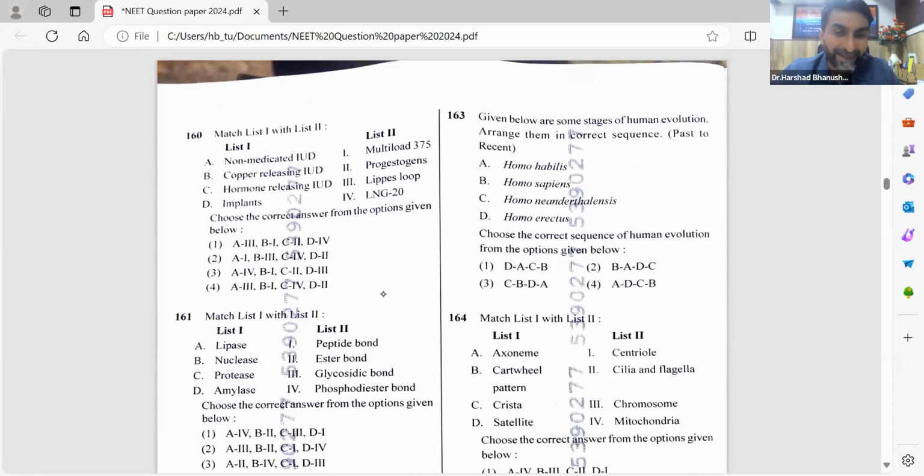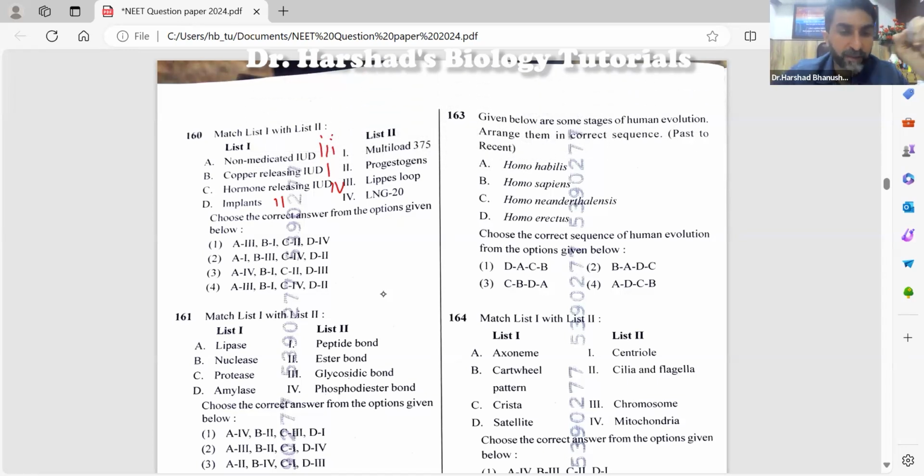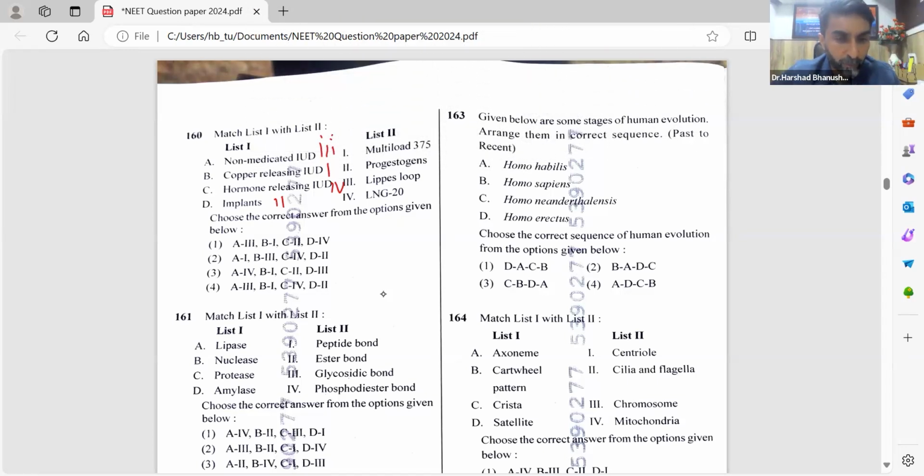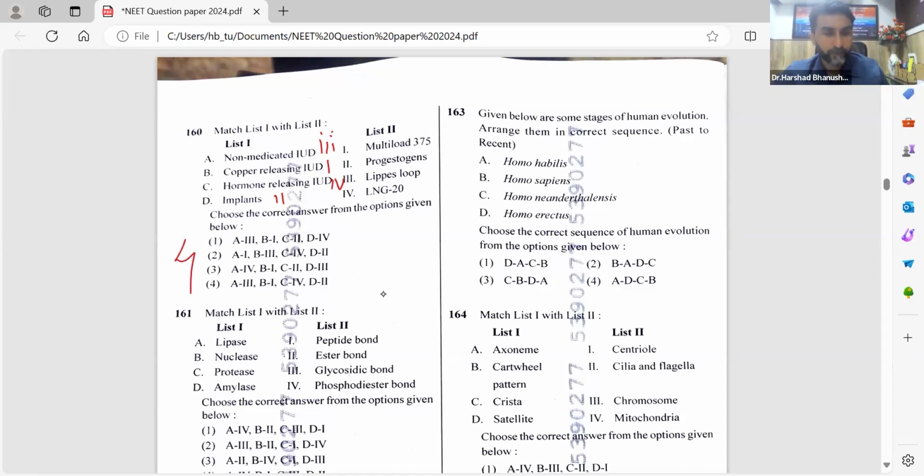Now, non-medicated IUD would be Lippes loop. So A would be 3. Copper releasing would be an example of Cu 375 multiload. So B would be 1. Hormone releasing would be LNG. So 4. And implants are progestogen. So it will be 3142. 3142 is option number 4 in this case.